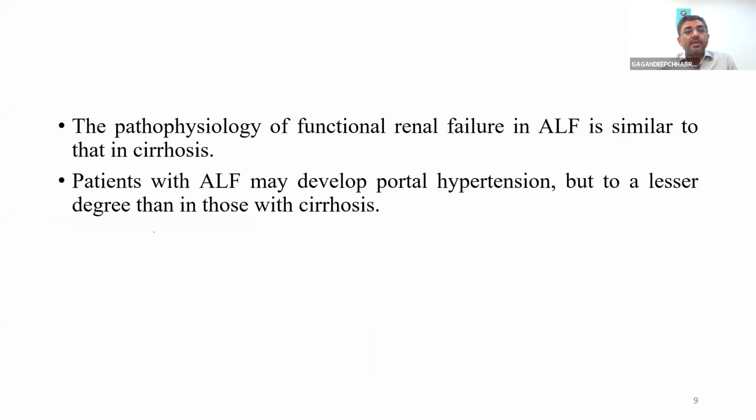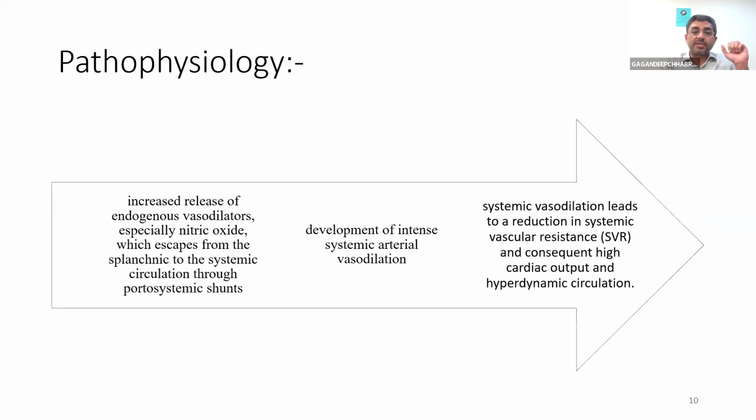The pathophysiology of functional failure in ALF is similar to that in cirrhosis. So the pathophysiology in acute and chronic is more likely similar. Patients with ALF may develop portal hypertension, but to a lesser degree than those with frank cirrhosis.